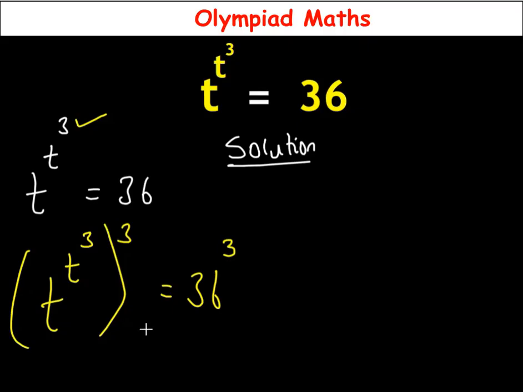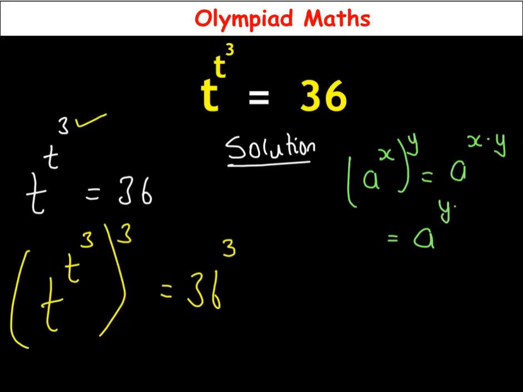In order for us to solve this further, we are then going to apply a rule, and the rule is this: if we have a raised to power x raised to power y, this is equal to a raised to power x times y. And also, x times y can be written as y times x. You will still get the same answer.